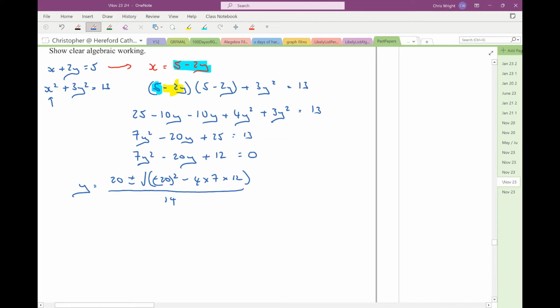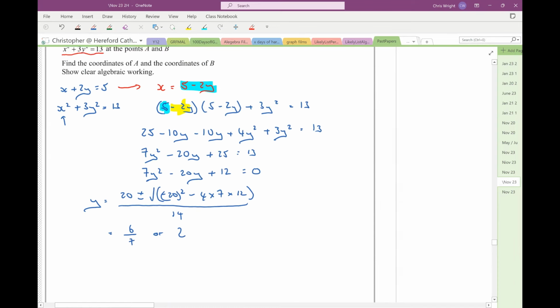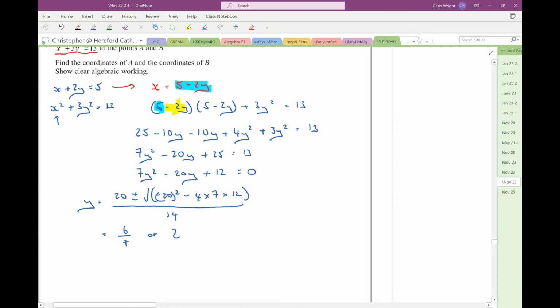So now I just put that in my calculator once, press equals, and then change it so that you have 20 minus rather than 20 plus, and get your two answers for y. I get y as 6/7 or 2. Now, each of those values for y, that's the y coordinates, by the way, of point A and point B, but each of those values of y has a corresponding value of x.